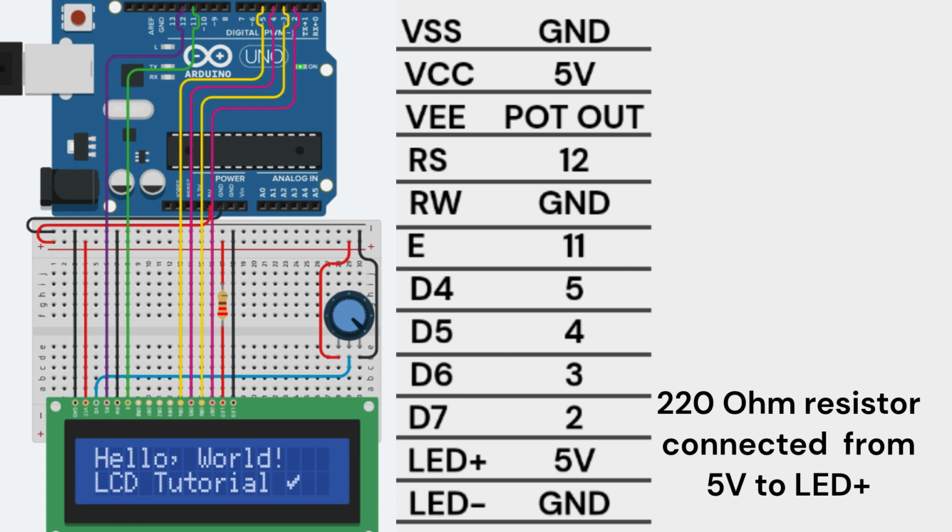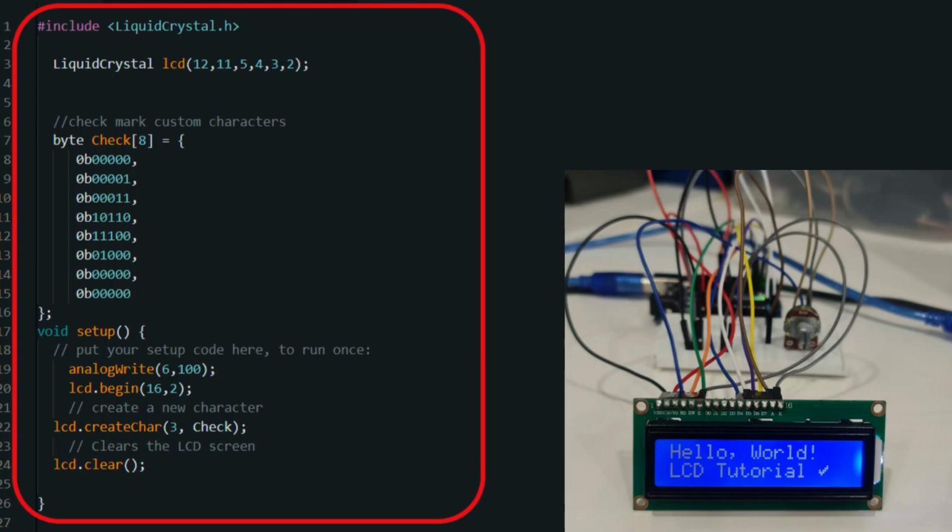After you have connected the components, you will need a code to run it. Here is an example code you can use for this circuit. In the first box you will see a code that sets up the Arduino board to control an LCD module, initializes the LCD, creates a custom character, sets the backlight brightness, and clears the LCD screen.